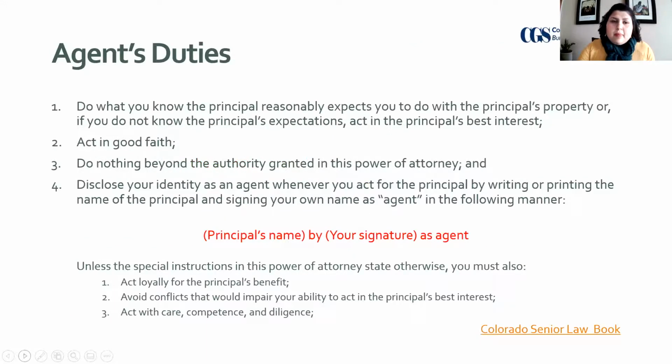So let's talk a little bit about agents' duties, because I think a lot of folks don't really understand what the agent's duties are. And these are specifically taken out of the form. The agent duties are on page 5 of 6 and 6 of 6. So the agent needs to basically follow what the principal, you, expect in regards to property, in regards to money, and what is in your best interest. They need to act in good faith. They shouldn't go beyond the authority that you have given them in the power of attorney.